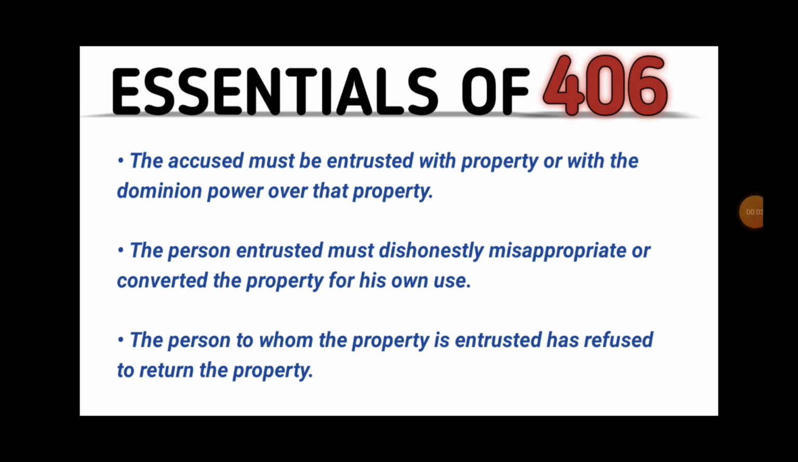And in general, the next essential ingredient of Section 406 is that the person to whom the property is entrusted must be someone trustworthy or someone whom the aggrieved party knew before. So when all these ingredients are satisfied, then the aggrieved party will be able to constitute the case under Section 406 against the accused party.